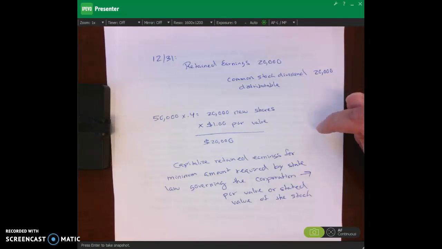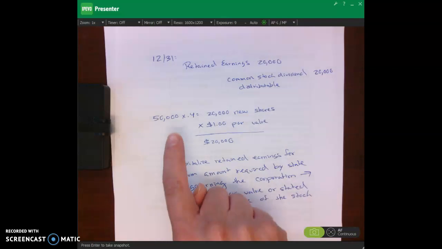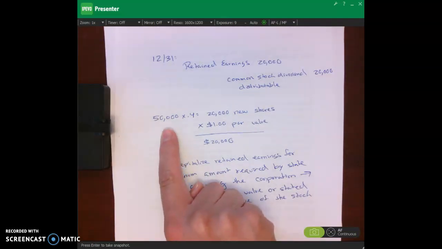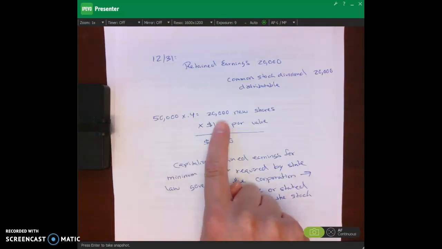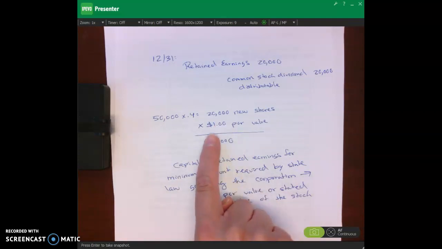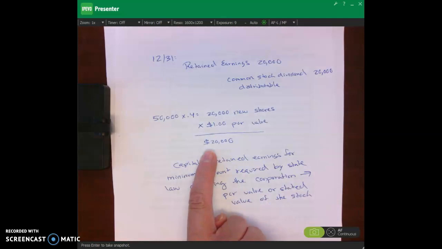And when we have a large stock dividend, we record that by capitalizing retained earnings for the minimum amount required by our state law, which is the par value or the stated value of the stock. So I take those 50,000 shares outstanding times my 0.4, which is my 40% stock dividend, gives me 20,000 new shares that I'm going to distribute. Okay, times my dollar par value gives me $20,000 right over here.